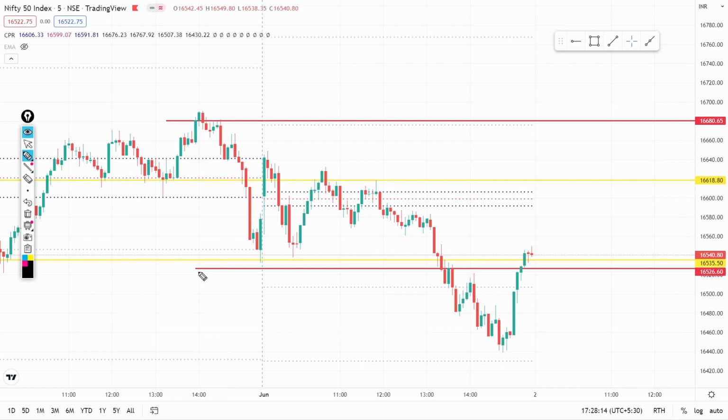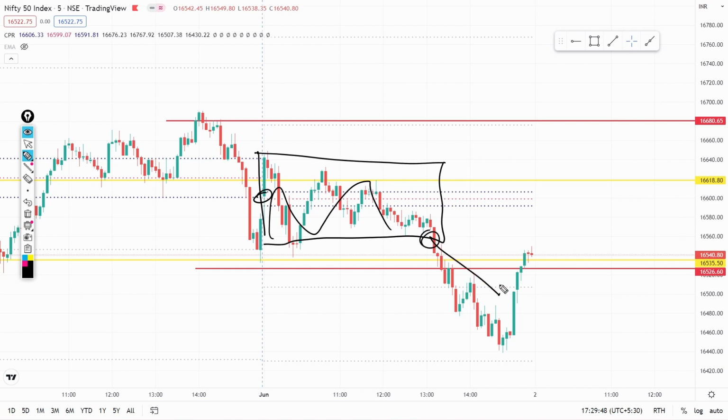As you can see, today the support was at 16,526 and the resistance was at 16,680, and the yellow color lines that you see here and here are the previous day's support and resistance. The market opened with a gap up of 20 points, and during the first half until 1 o'clock the market moved in a sideways trend, and later after 1 o'clock it made a good move, and towards the closing hours the market recovered to a small extent.